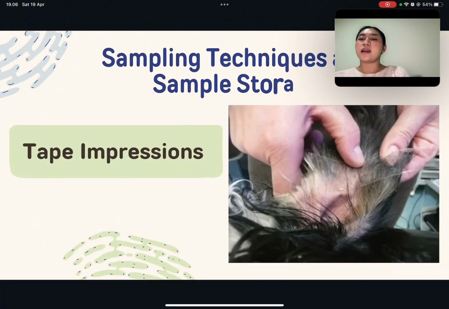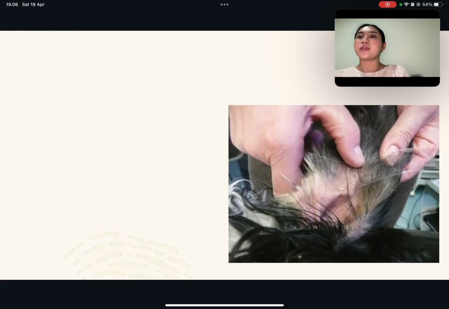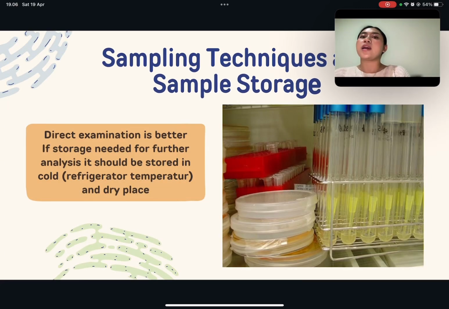Okay, next is tape impression. Tape impression is where you put a clear tape on the lesion, and then the excess skin that sticks onto the tape is the sample. Okay, next for sample storage. Direct examination is better, but if storage is needed for further analysis, it should be stored in the cold, at refrigerator temperature, and in a dry place.